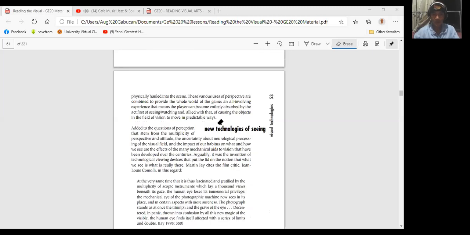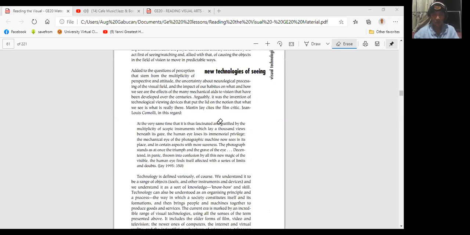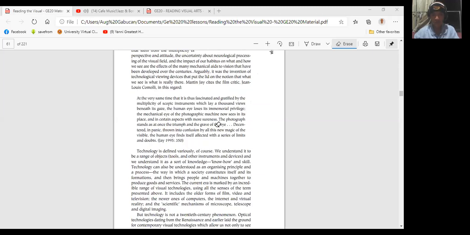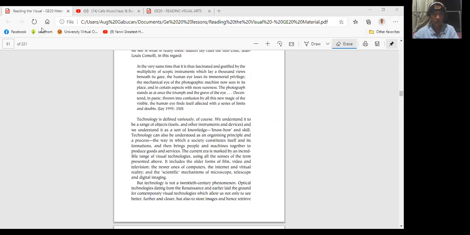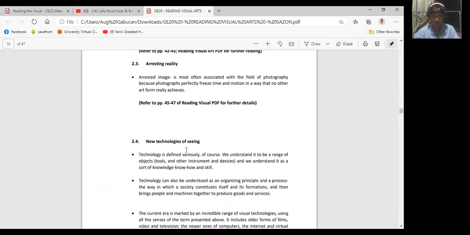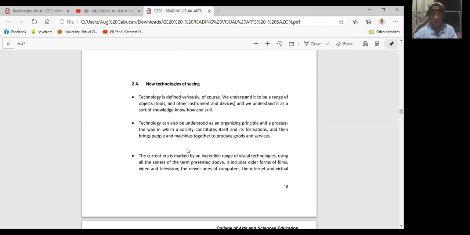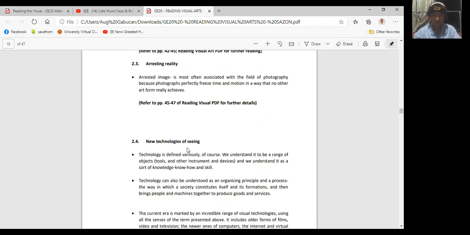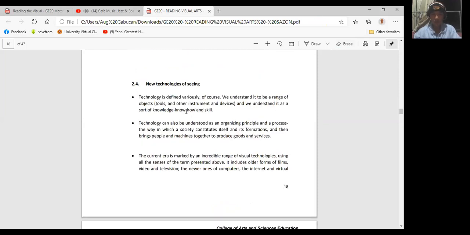Okay, so we have new technologies of seeing here that was discussed. So going back to our guides, the new technology of seeing, we have technology is defined variously. Of course, we understand it to be a range of objects like tools and other instruments or devices. And we understand it as a sort of knowledge, know-how, and skill.